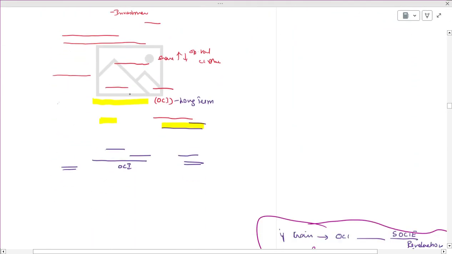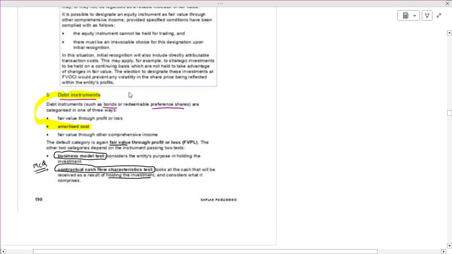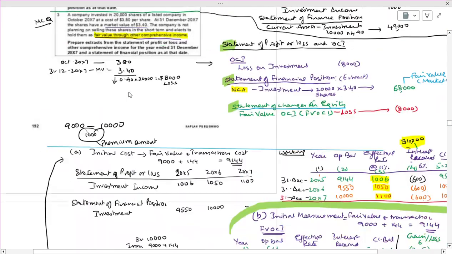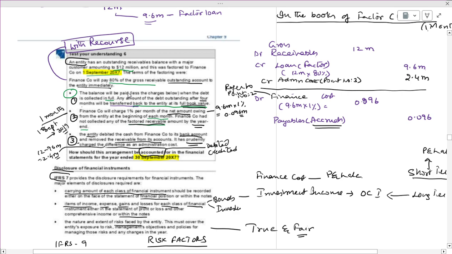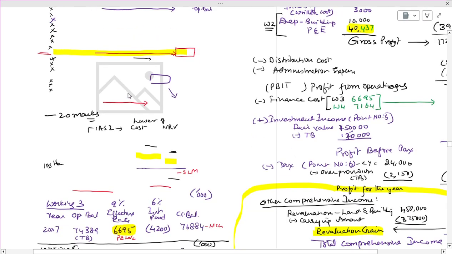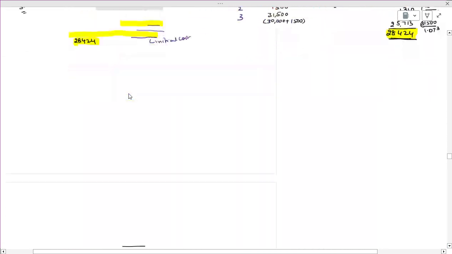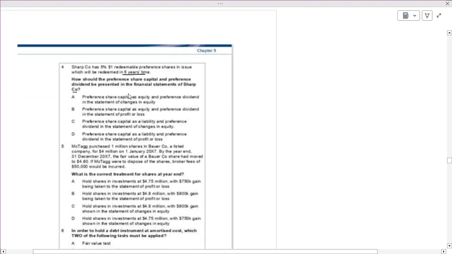When any doubt is there, you refer to the videos. In the examination you have to be very careful with respect to words. Now what do they say? It is redeemable preference shares. If it is redeemable preference shares, it is going to be called a liability. Now what is the answer? Tell me.